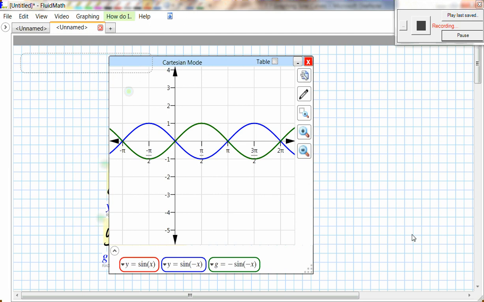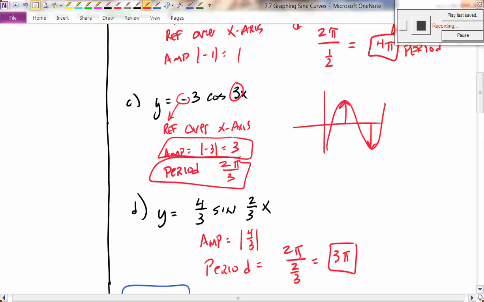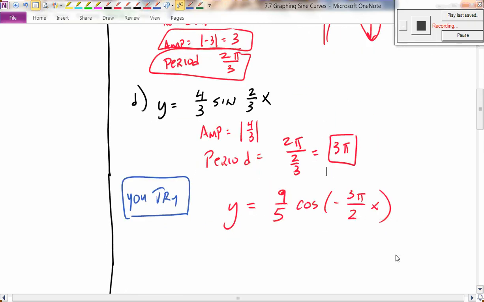All right. So that being the case, can you guys then on your own figure out the amplitude and the period for 9/5 cosine of negative 3 pi halves x? Here we go. Let's go back to our game here. All right. Let's do the easy part first. What is the amplitude of this thing? Yeah, the amplitude is just the absolute value of 9/5, which is just 9/5.